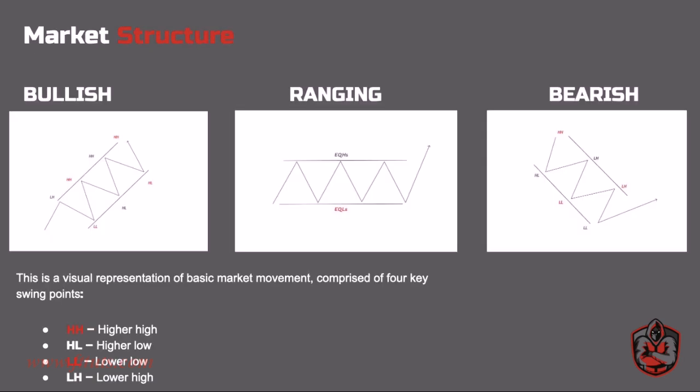Now, these three basic market movements are comprised of 4 swing points. Now, before I get onto that, let's identify these 3 basic market movements. One, we have a bullish sentiment, which is referred to as an uptrend. It's when price is printing a series of higher highs and higher lows.